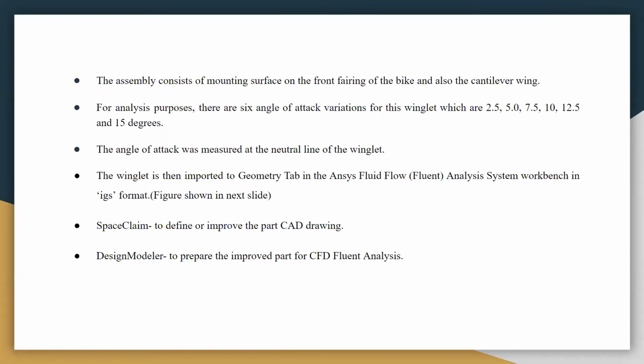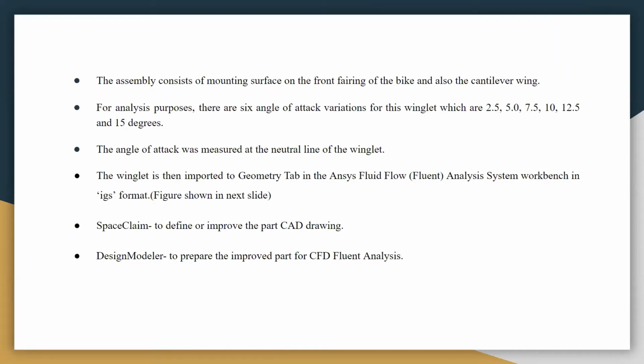For analysis purposes, there are 6 angle of attack variations for the winglet, which are 2.5 degrees, 5.0 degrees, 7.5 degrees, 10 degrees, 12.5 degrees, and 15 degrees. The angle of attack is incremented by 2.5 degrees. The angle of attack was measured at the neutral line of the winglet.